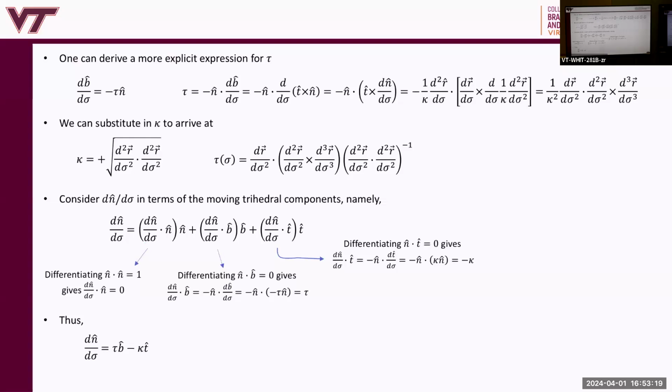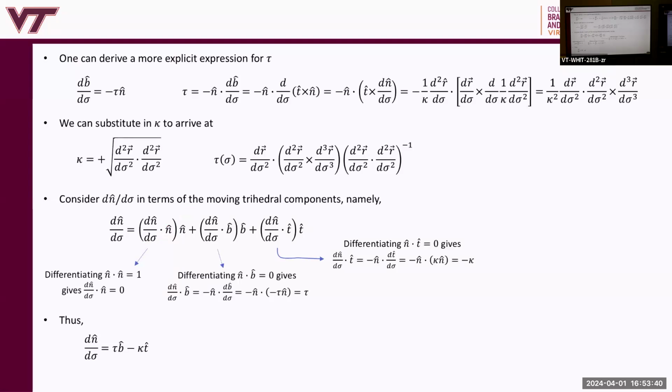Now, to find this expression, we differentiate n dotted with n equal to 1. That gives you dn d sigma dotted with n is equal to 0. And what that implies is that dn d sigma is orthogonal to n. So what's going to happen to this component? It goes to 0, right?